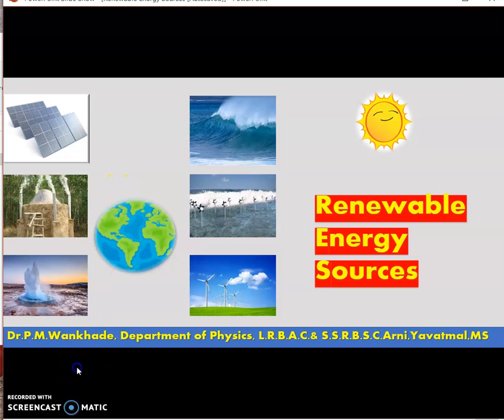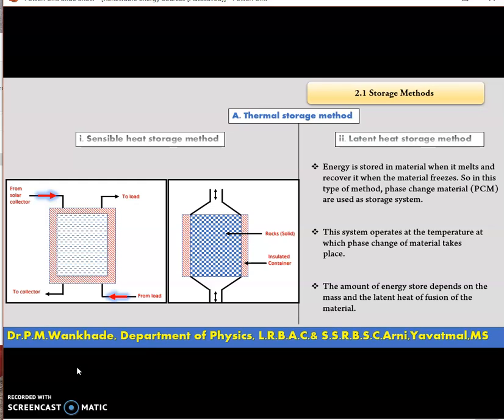Solar energy storage methods, or methods of storage. Energy storage choices for large scale facilities. Why do we have to store energy?